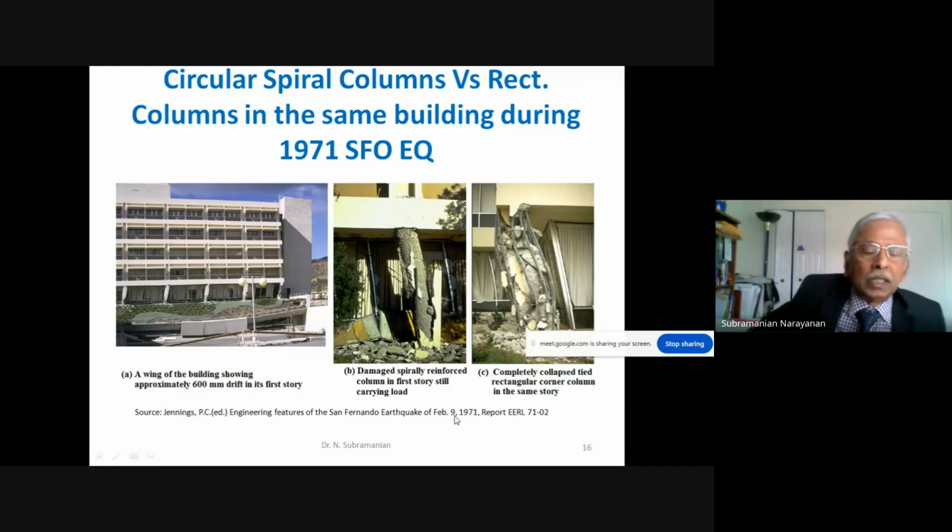I wanted to show this interesting slide, which shows the column failure in the same building during the 1971 San Francisco earthquake. This shows the failure of the building. There was a 600 drift in the first story. You see that this rectangular column failed completely, and you don't see any lateral ties, whereas this spirally reinforced column in the same story is still carrying load because of the spiral reinforcement, which is closely spaced.